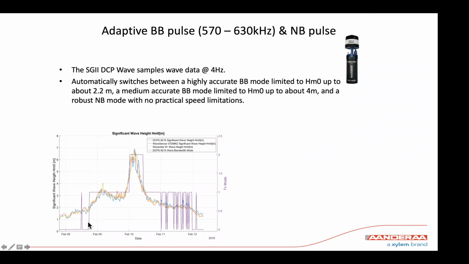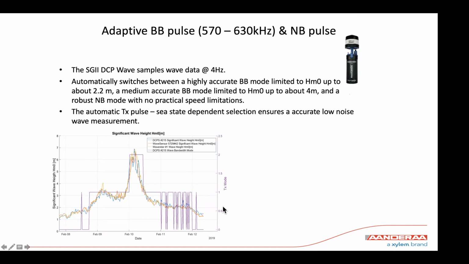measure the orbital velocities. And here you can see an example of how an instrument is switching between narrowband, broadband and ultra broadband. If we look at the violet curve here, we see to start with, it goes with small waves, 1 meter waves, in ultra broadband, then waves become bigger, then it goes to normal broadband, and then waves go up to above 6 meters, and then it switches to narrowband.